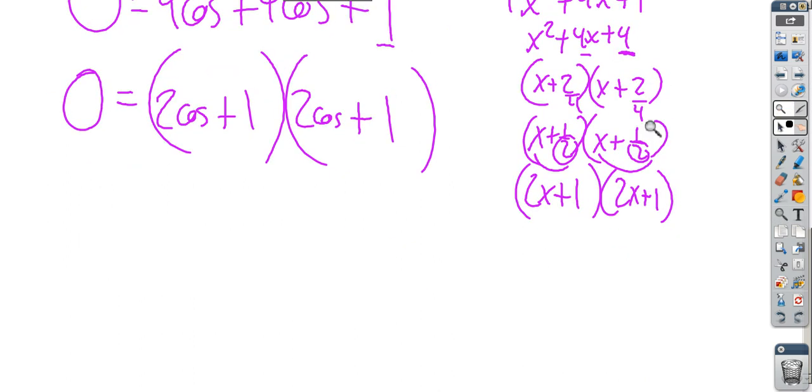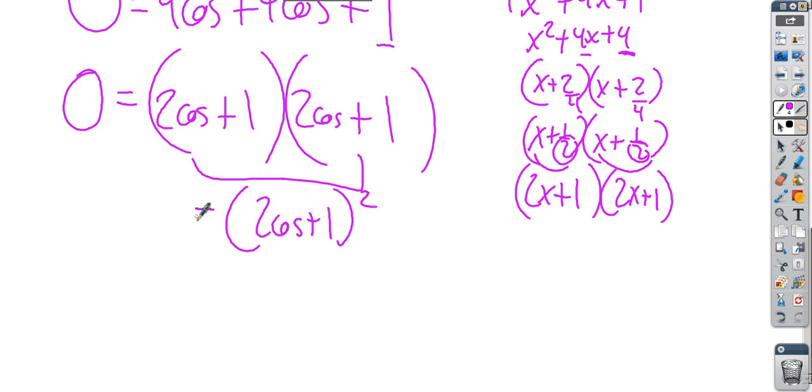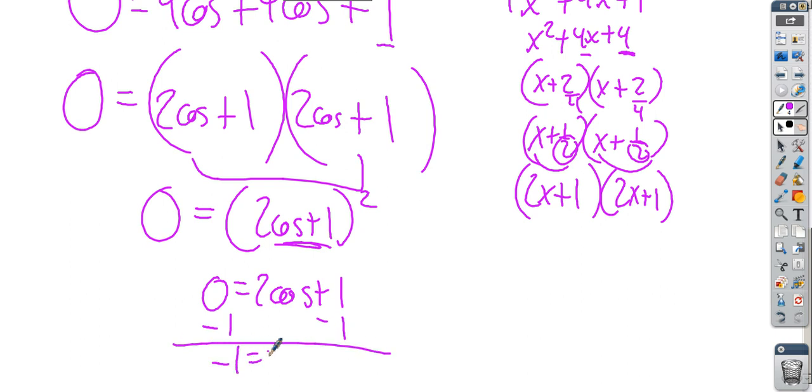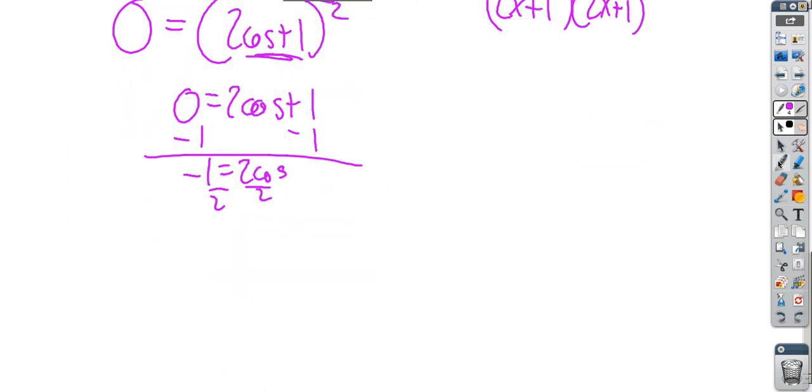And this one is not hard because this is really the same thing. It's 2 cosine plus 1, the whole thing squared, is equal to 0. So we need this thing to equal 0. So let's do that. We'll subtract 1 from both sides. We get negative 1 equals 2 cosine. So divide by 2. So those will cancel. We'll get negative 1/2 is equal to cosine.